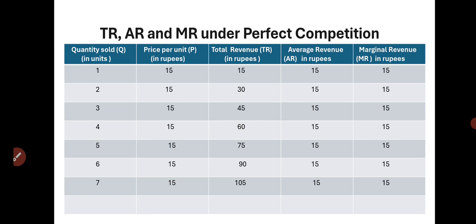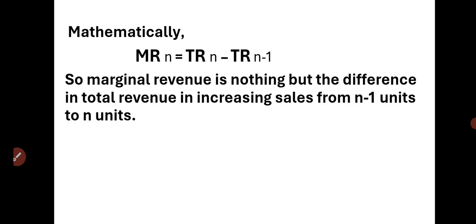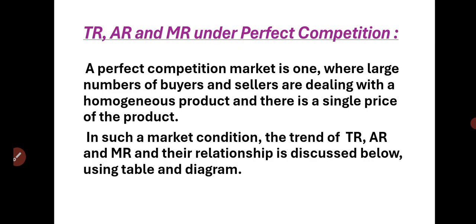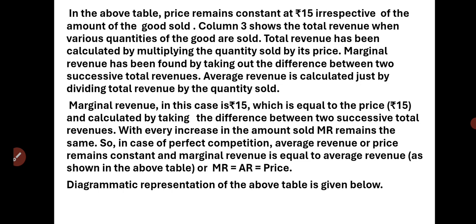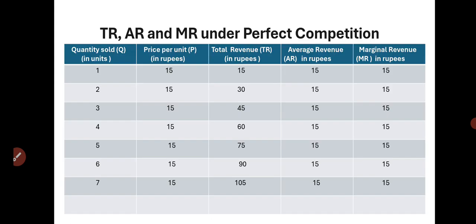You see this column and this column, right? You see in this column, marginal revenue becomes equal to price, that is 15 rupees, and it is calculated by taking the difference between two successive total revenues. With every increase in the amount sold, MR remains the same. Marginal revenue in all the cases remains the same.